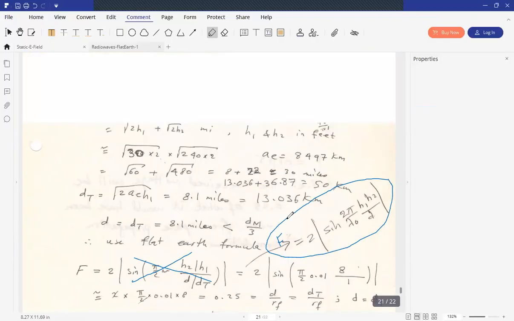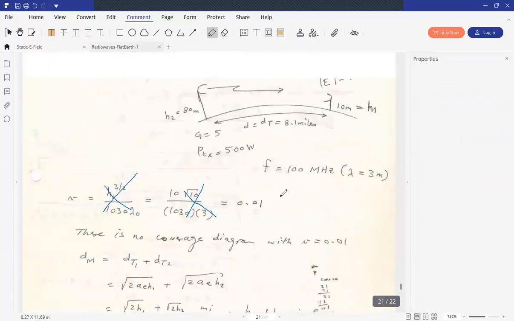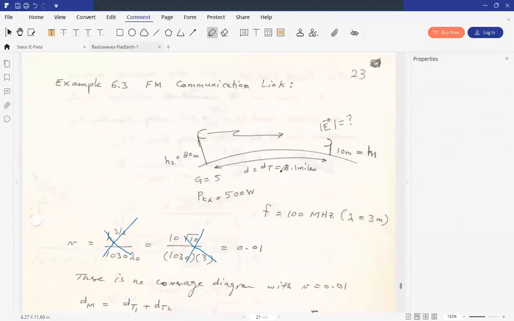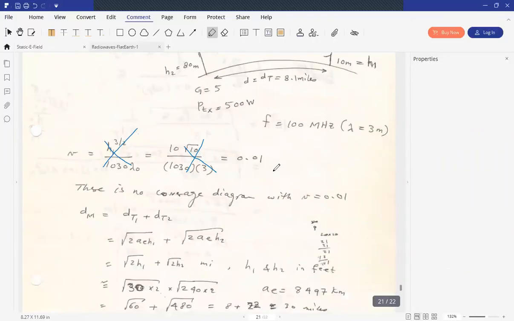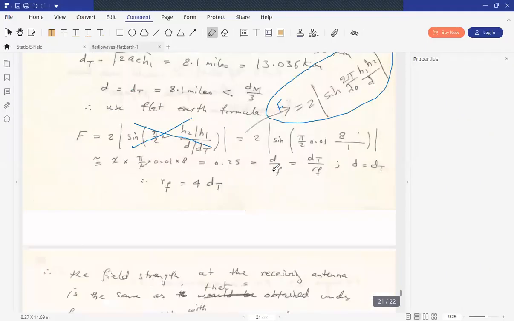Now the distance is given here from the question. That distance is equal to 8.1 miles. It is called dt. This is given from the problem. So we put here dt, and RF is unknown. You see here, RF is unknown.